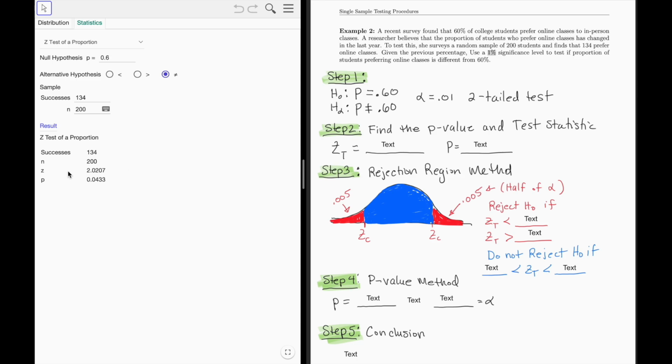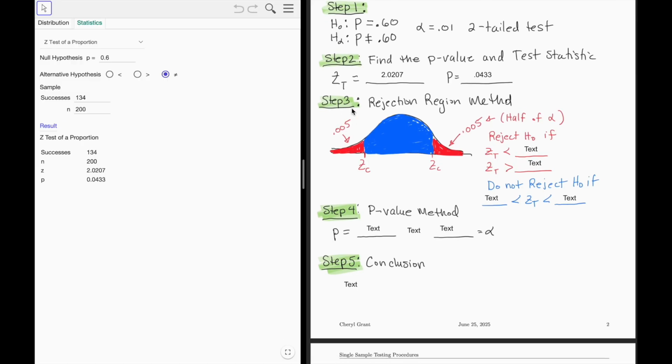So you can see that we have a test statistic of 2.0207, and the p-value is 0.0433. So we have what we need to complete step 3 and 4 now.